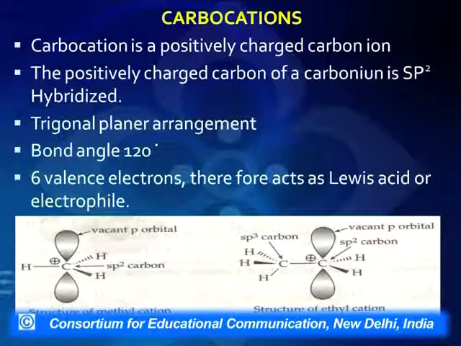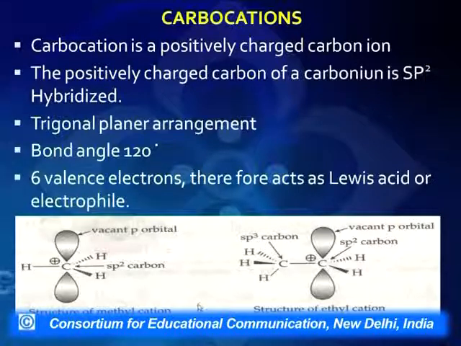What is a carbocation? A carbocation has 6 electrons in the outermost shell, and the carbon containing the positive charge is sp2 hybridized. It has a vacant p orbital which is perpendicular to it, and it has 6 valency electrons. Since it has 6 valency electrons, it can act as an electrophile or a Lewis acid. Please remember, an electrophile or a Lewis acid is an electron deficient species. So what kind of species or reagent will come and react with it? It will be a nucleophile.